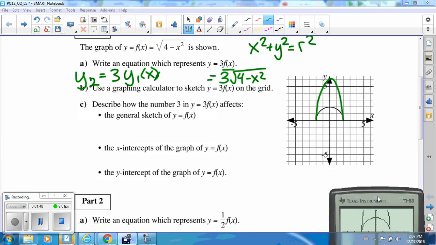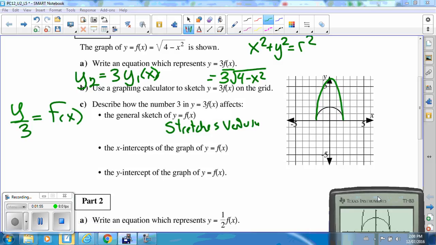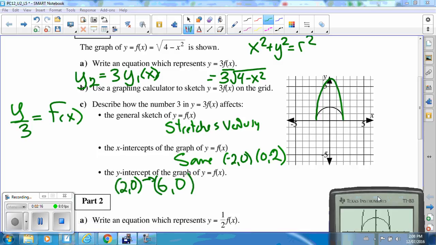I prefer actually seeing this like this: y over 3 equals f at x. So I've replaced y with y over 3. And what that does is it stretches it vertically. The x-intercepts are the same. They're still at (-2, 0) and (2, 0). The y-intercept has changed. It's gotten multiplied. So the y-intercept went from (0, 2) and is now (0, 6). I could draw that like this. That point maps to this point.